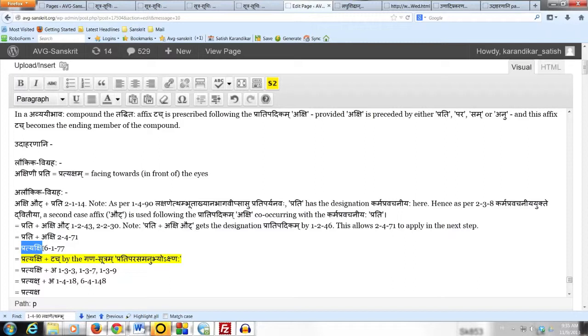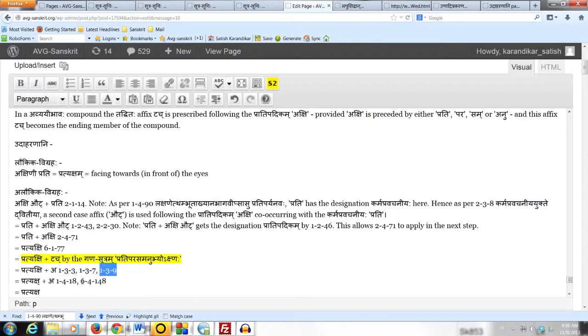Now we apply this Gana Sutram Prati Para Samanubhyokshnaha, because we do have an Avyayi Bhavaha compound ending in the Pratipadikam Akshi preceded by Prati. So we add the affix tach, and the affix tach becomes the ending member of the compound. Remove these it letters in tach. The ending letter cha gets its Sanjna by Halantyam 1-3-3, and the beginning letter ta gets its Sanjna by 1-3-7 Chutu, and then by 1-3-9 Tasya Lopaha, both of them are elided.